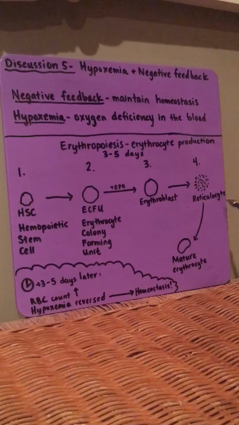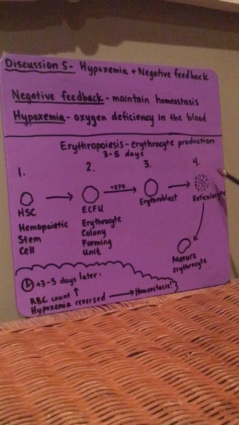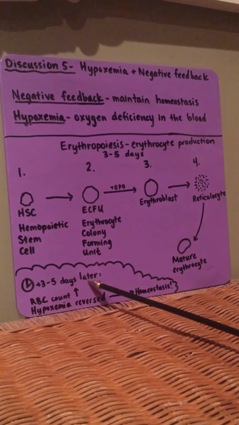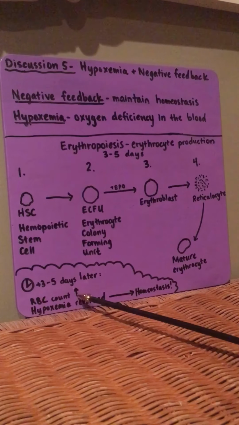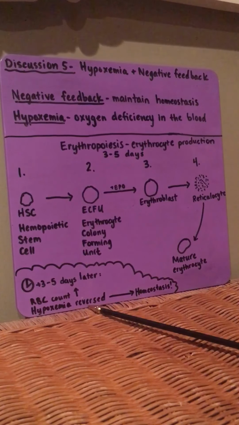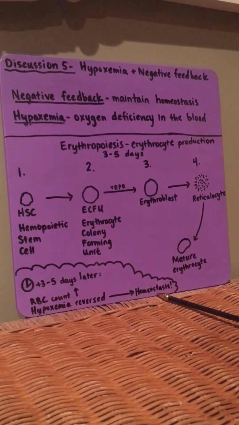The cell is now a reticulocyte, named for a temporary network or a reticulum composed of ribosome clusters or polyribosomes. At this point, the reticulocyte will leave the bone marrow and enter the circulating blood. After a day or 2, the remaining polyribosomes disintegrate and disappear, and the cell is a mature erythrocyte. 3 or 4 days later, the red blood cell count begins to rise and reverses the hypoxemia that started the process, returning the body to homeostasis.